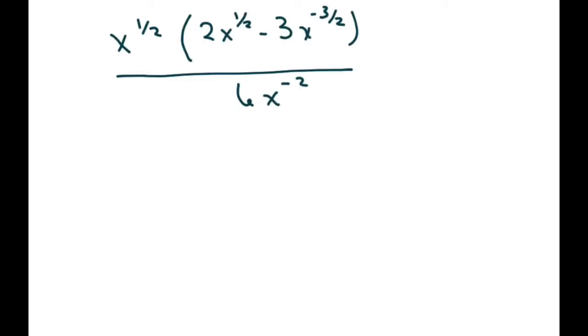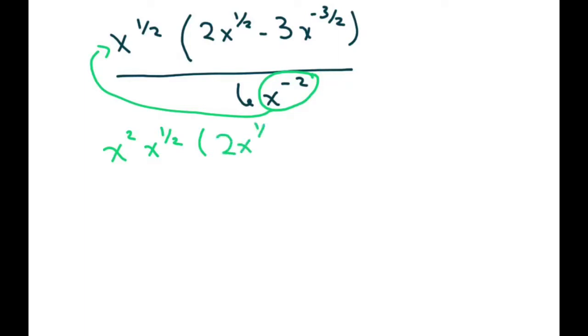Okay, now the next one is a little more complicated. So the first thing I'm going to do is, remember I told you about negative exponents. I can bring this x up here into the numerator and take away that negative. So I'm going to have x squared times x to the 1/2 times 2x to the 1/2 minus 3x to the -3/2, all over 6. So that 6 is just going to keep staying there.